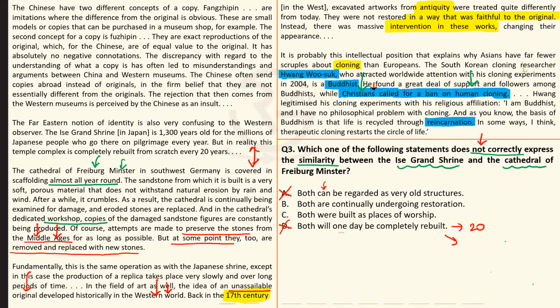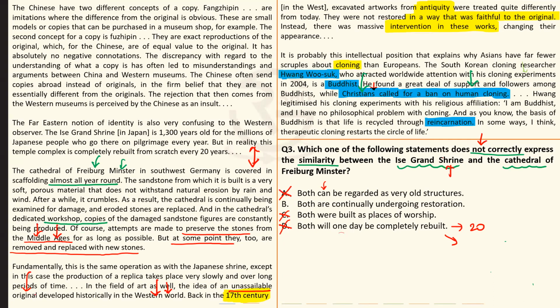Option C, both were built as places of worship. Very straightforward, आसानी से आप कर सकते हो. Here you just need to know the meaning of cathedral. Cathedral मतलब एक बहुत grand भव्य चर्च होता है, okay, with a lot of historical importance. And shrine also means temple. Okay, so all these terms can be considered similar as a religious place where people go to worship, where people go to contemplate with respect to religious acts.